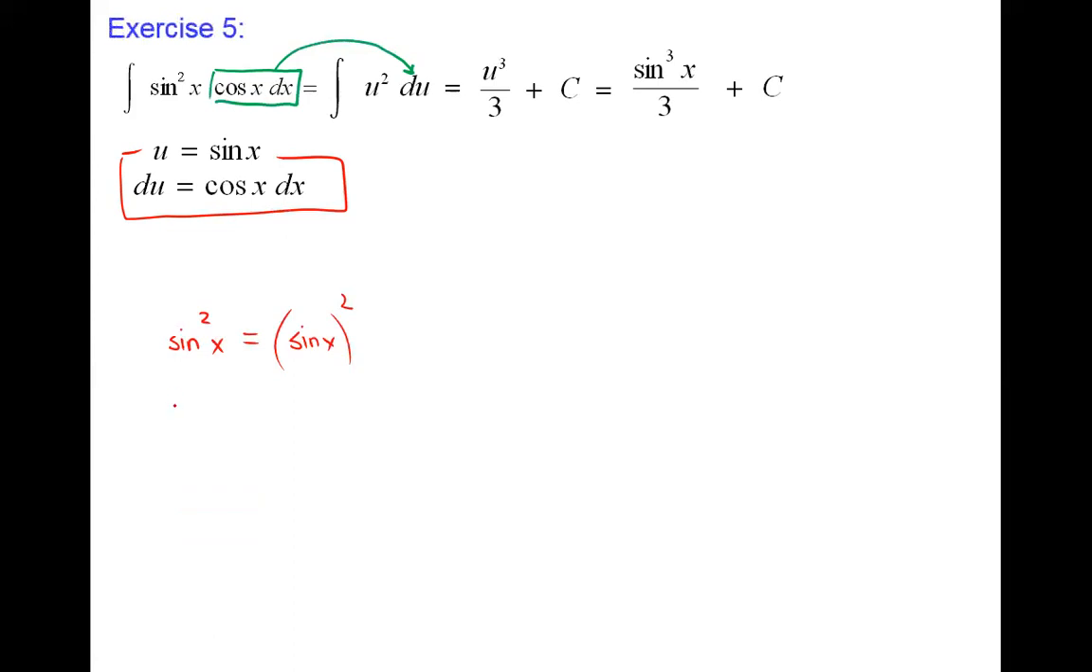Or the same for cube. Sine cubed of x means that the entire function sine of x is cubed.